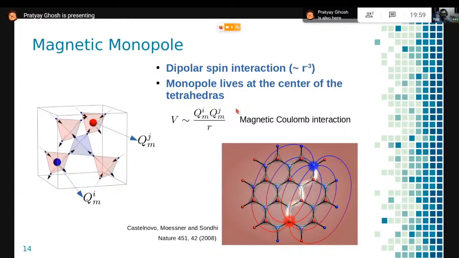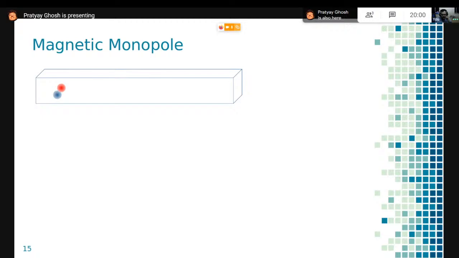So when you separate two monopoles, you can see that because of this interaction, there is a magnetic force acting between them. Even if you pull them apart, there is an attraction between them, very similar to electric charges. That's why we call these monopoles, and that's why I say that monopoles can be obtained as emergent particles. So the interaction between the monopoles I have shown you.